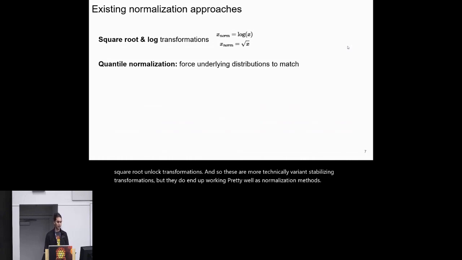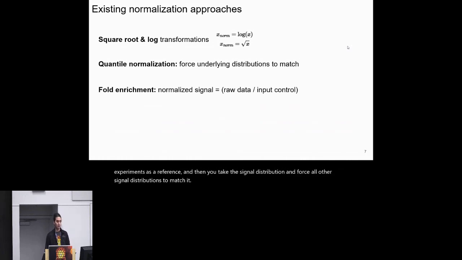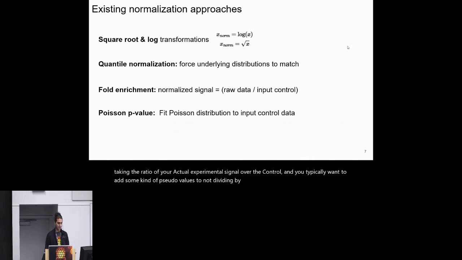We also have something like quantile normalization, where you pick one of your experiments as a reference, and then you take the signal distribution and force all other signal distributions to match it. We have fold enrichment, where essentially you incorporate input control signals by taking the ratio of your actual experimental signal over the control, and you typically want to add some kind of pseudo values so you're not dividing by 0.